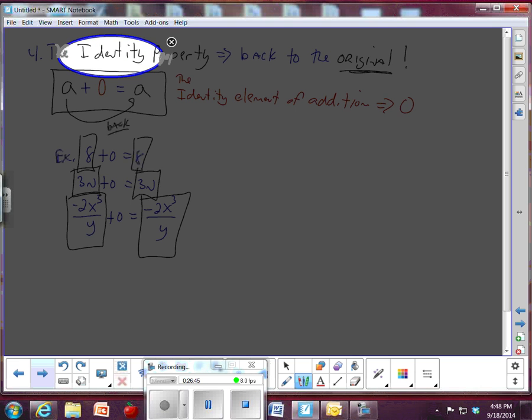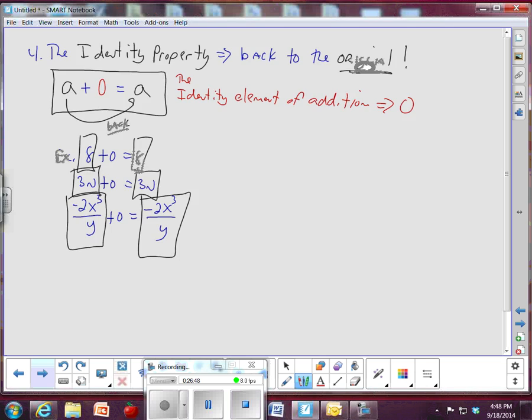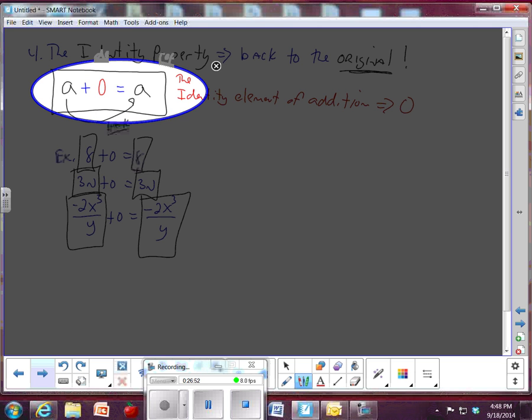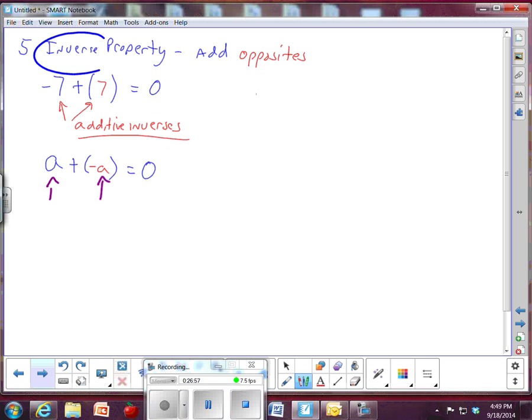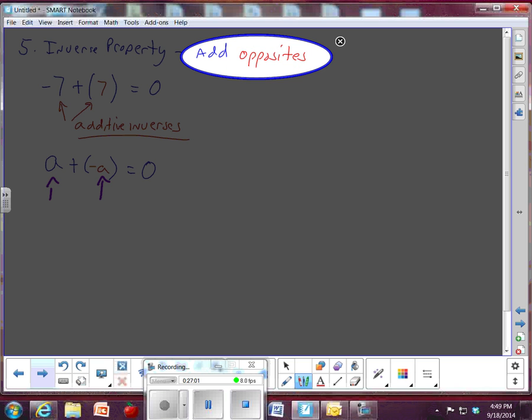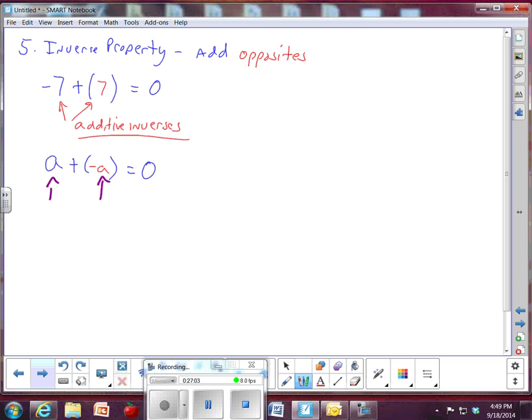Identity property, we're back to the original, and again, the boxed in property is the property you want to learn, back to the original. And then finally, the inverse property. With that, you've got to add opposites. That's what you want to remember to recognize the inverse property. And oh, I see I did not box it in. So let me box in the inverse property down here, because again, that is what you want to learn, the inverse property in variable form.